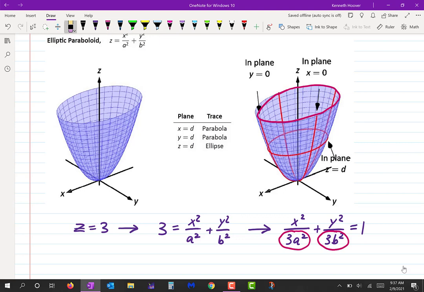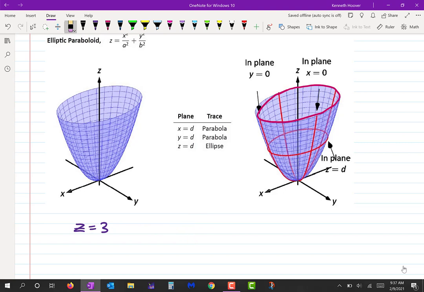Okay, so let's practice something here really quickly. By the way, you see that right there? The traces in the z direction, looking down the z-axis, are the traces perpendicular to the z-axis, or parallel to the xy plane. The traces will be ellipses.